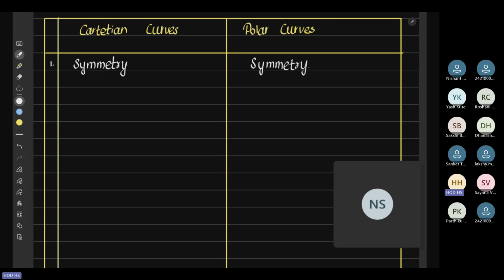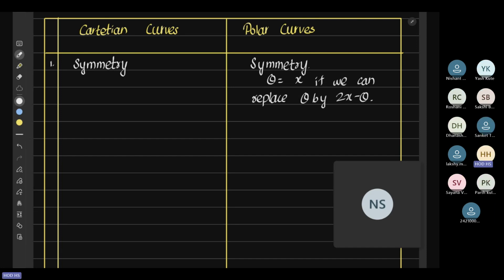Later we said it is symmetric about some line theta equals alpha if we can replace theta by 2 alpha minus theta. So starting with theta equal to 0, if we can replace theta by minus theta, it is symmetric about the initial line, that is theta equal to 0, and so on.